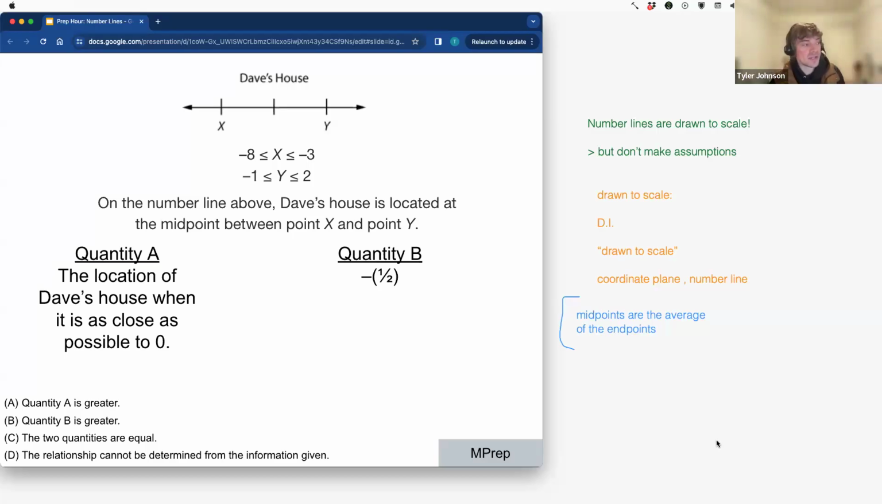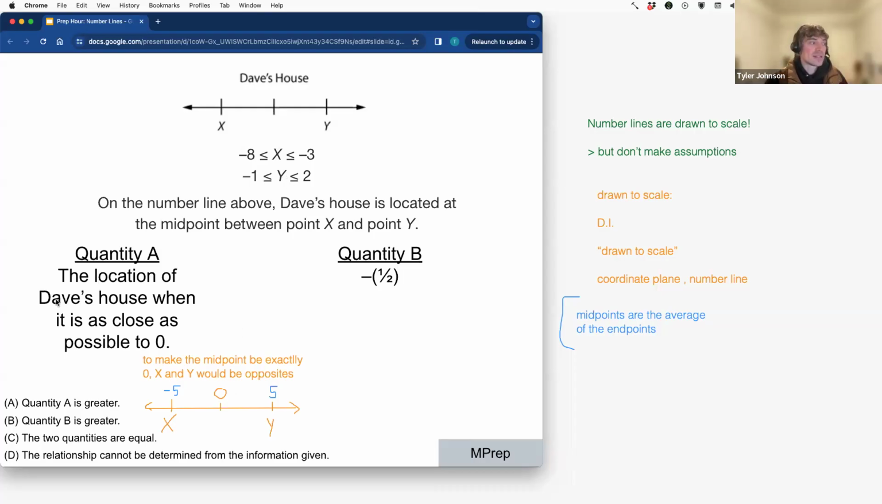So quantity A is interesting here. They're asking for the location of Dave's house when it's as close as possible to 0. And in order to make the midpoint be 0, X and Y would have to be opposites. For example, if X were -5 and Y were +5, then the midpoint is exactly at 0. But check out our restrictions. X can only be negative values. Y could be negative or positive.